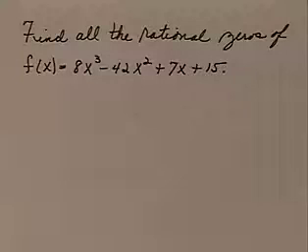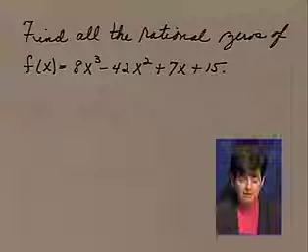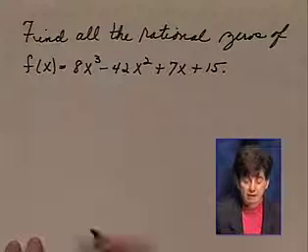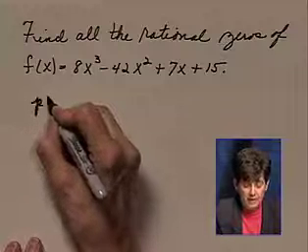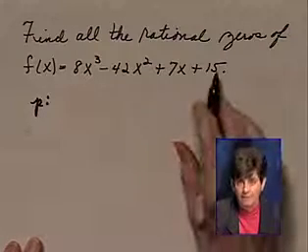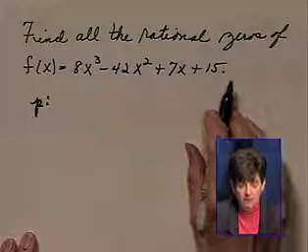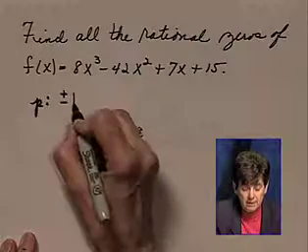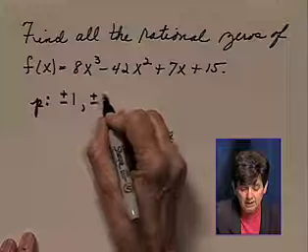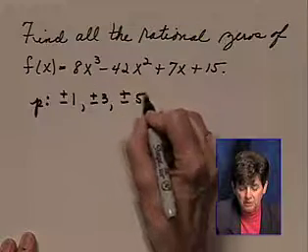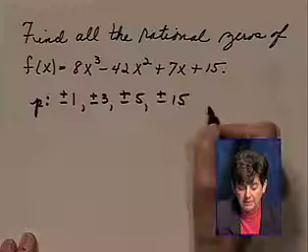Let's take a look at this example, and we'll use the rational zero test here. Find all the rational zeros of f of x equals 8x cubed minus 42x squared plus 7x plus 15. Now, p, remember, consists of any factors of the constant. The factors of 15 are 1, 3, 5, and 15. So p can be plus or minus 1, plus or minus 3, plus or minus 5, plus or minus 15.